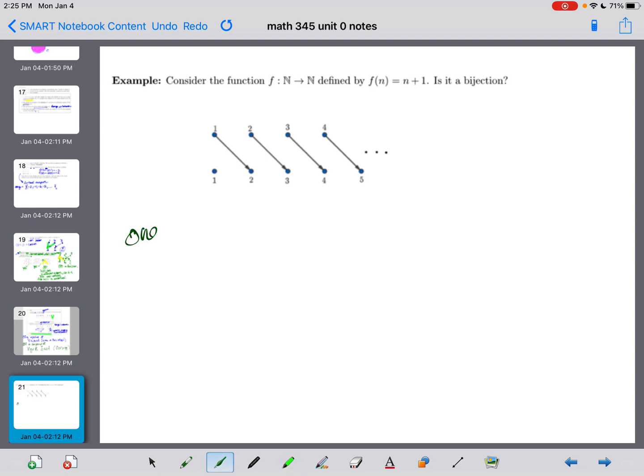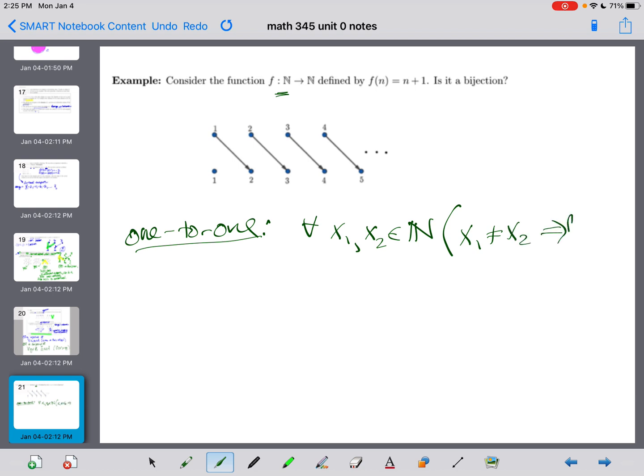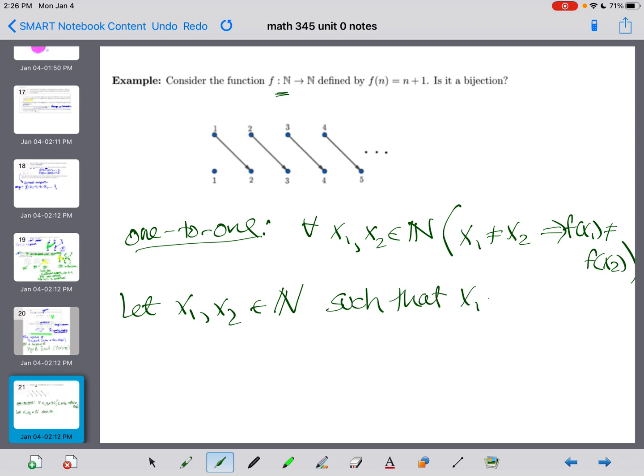To check that it's 1-to-1, we need to check that for every x1 and x2 in the domain, that's the set of natural numbers, if x1 is not equal to x2, does that imply that f of x1 is not equal to f of x2? That's how we would prove that this is a 1-to-1 function. And we can see from the picture this seems to be the case. But to prove it rigorously, we're going to let x1 and x2 be natural numbers that satisfy the hypothesis, that satisfy x1 is not equal to x2.